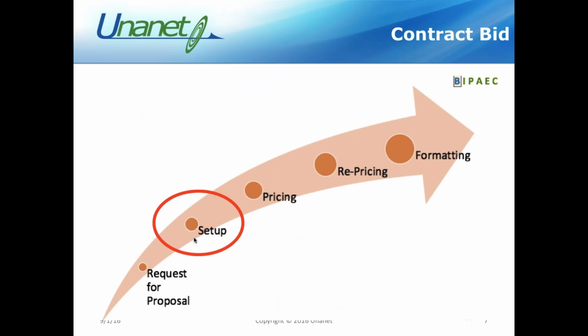So in that bid process, there are several sub-steps that may happen. You're going to receive your request for proposal. You're going to set up projects to mimic the requirements, and you're going to plan resources, plan expenses, and get some pricing.